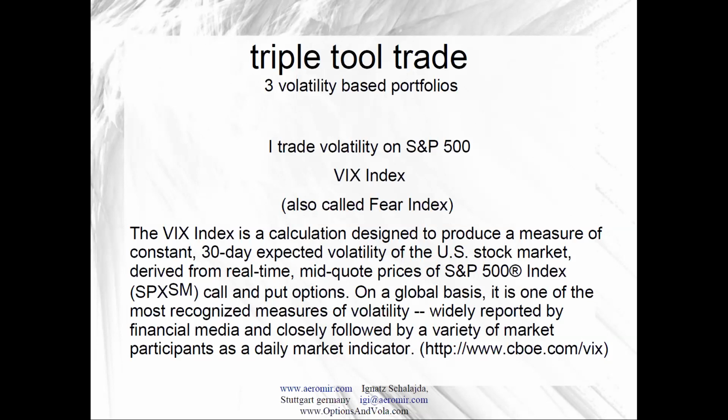These are 3 volatility-based portfolios. I trade volatility on the S&P, not on Russell, not on NASDAQ, not on DAX or something like that. And that's why I have to look at the VIX index, which is the fear index. The definition of the VIX index is here, like you see it here, from the CBOE. The VIX index is a calculation designed to produce a measure of constant 30-day expected volatility of the US stock market, and that's on the S&P 500. It's made out of call and put options and so on. You can read that on the CBOE, so let's go on.